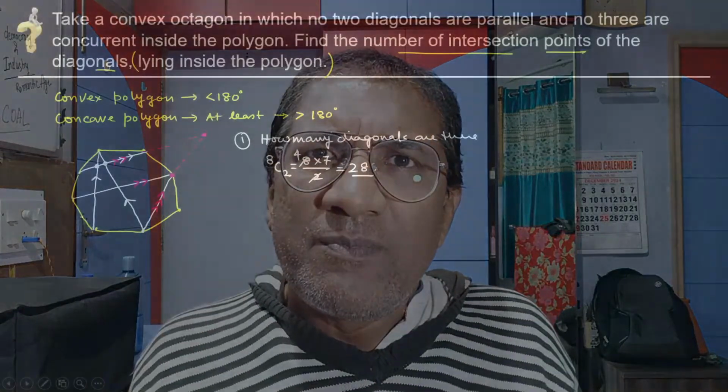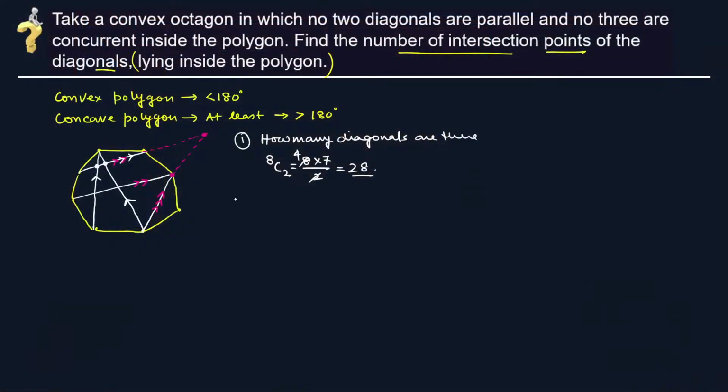So if we subtract the total number of sides from the total number of lines that are formed, we will eventually get the number of diagonals. Therefore, the number of diagonals in an octagon will be 28 minus 8. That gives us 20. So 20 such diagonals are there.